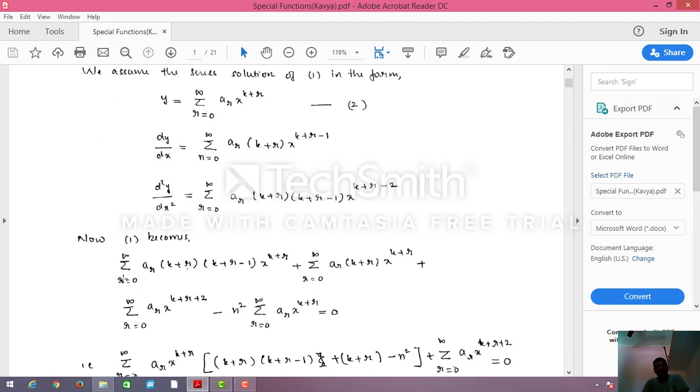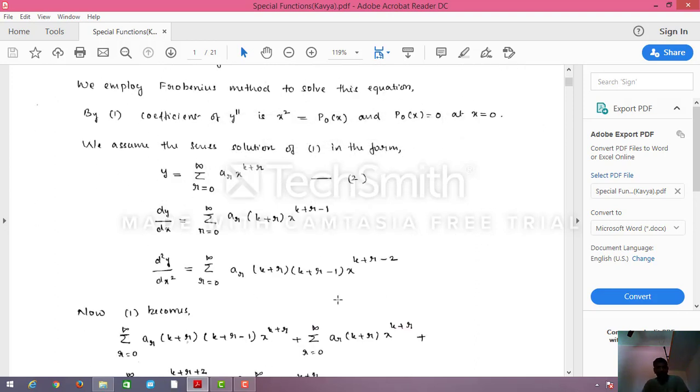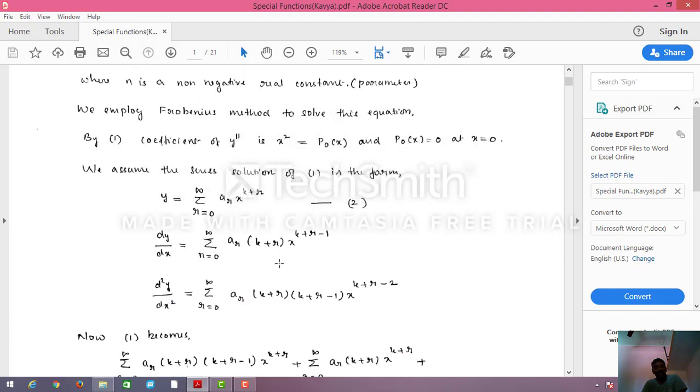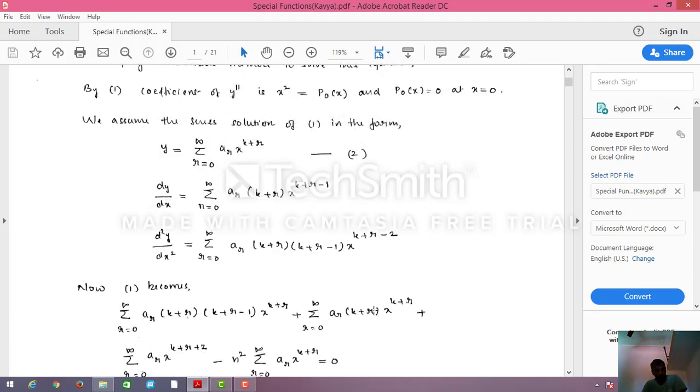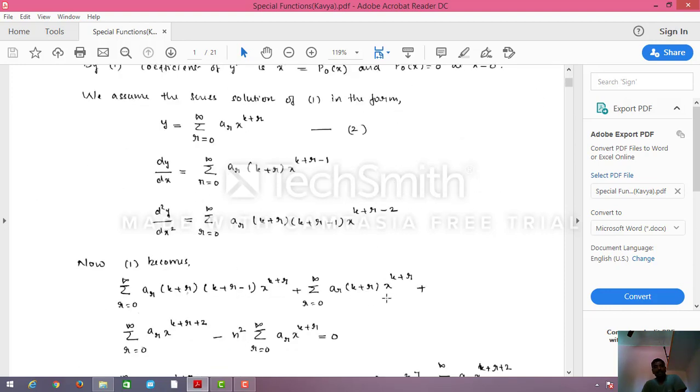Equation 1 becomes summation of r equal to 0 to infinity ar into x power k plus r into k plus r into k plus r minus 1, since x square multiplied with x power k plus r minus 2 gives x power k plus r. Plus, for the second term, we substitute dy by dx and multiply with x: summation of r equal to 0 to infinity ar into k plus r into x power k plus r.